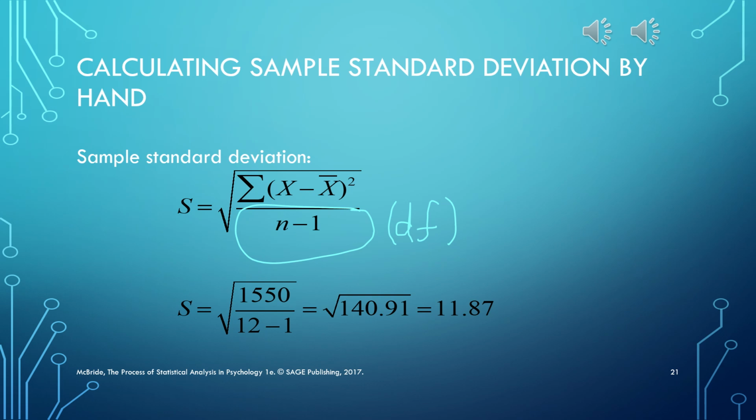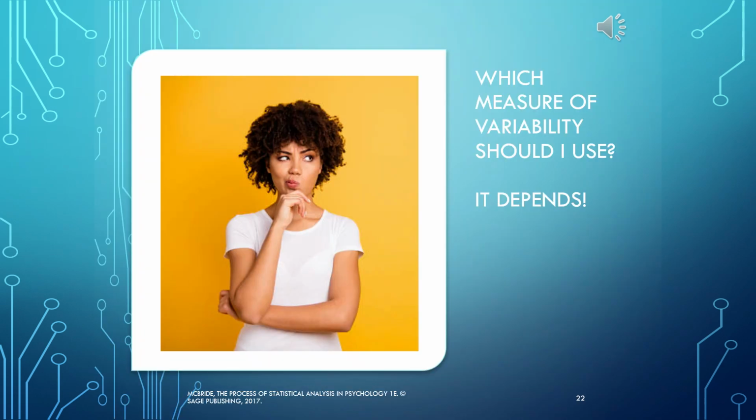Hopefully this will make more sense when we talk about calculating other statistics like correlations, which have n minus 2 degrees of freedom, and you'll see why that is later on.